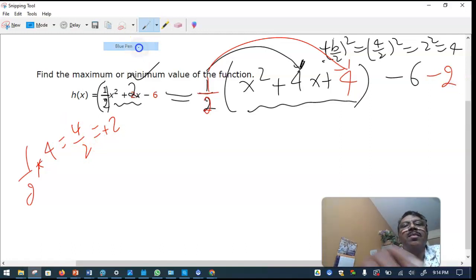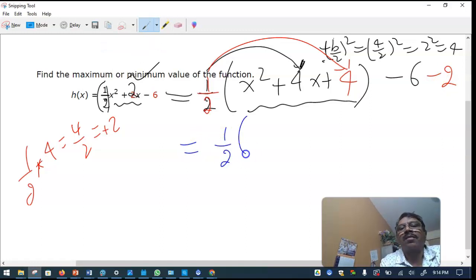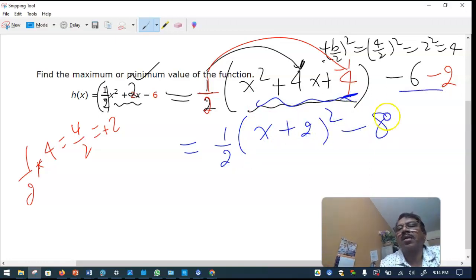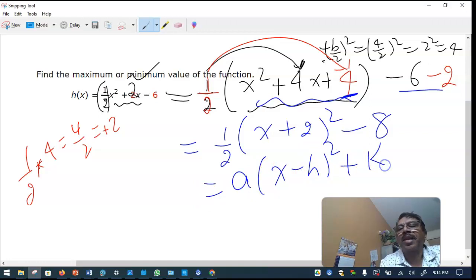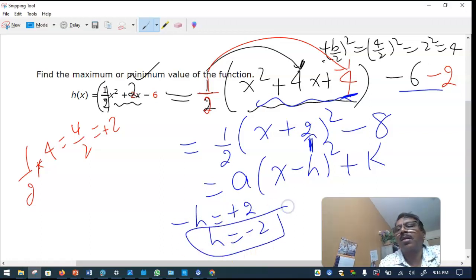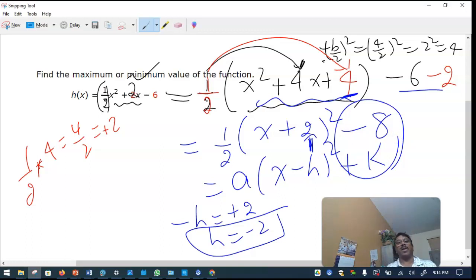So the left side would be half, and this is a perfect square, x plus 2 the whole square, and this is minus 8, right? And there you go, it looks exactly like a times x minus h the whole square plus k, where h is opposite of 2, that is minus h is plus 2. So that means h is minus 2, right? And k is minus 8. And I hope this helped.